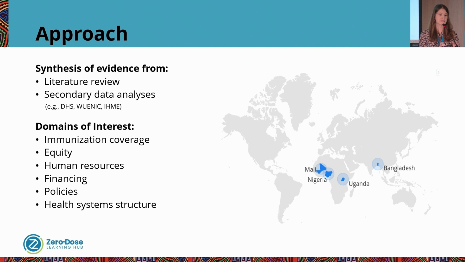And in our search for evidence, there were a number of domains that were of particular interest. We were, of course, interested in immunization coverage. So what is the prevalence of zero-dose children in each of these countries? We were also interested in immunization equity. So how equitable is immunization coverage across various sociodemographic and environmental contexts? Human resources for health, so what are the cadres that support immunization delivery and what research has been conducted regarding the adequacy of that support? Immunization financing, national policies related to immunization, and finally the health system structure as a whole.